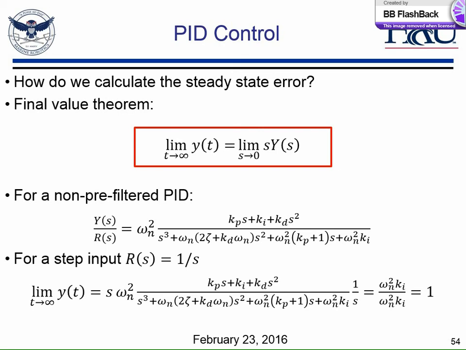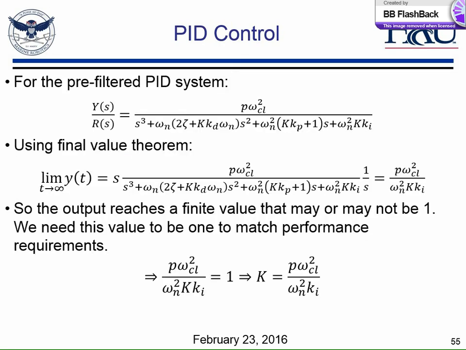So let's take a look at the pre-filtered system. We use the final value theorem again. We see that the numerator is canceled out now, and we just have that straight gain. We set up the final value theorem, limit of s times Y(s), with a step input of 1 over s. The s cancels out with the s, this cancels out, this cancels out, this cancels out. So we have P omega CL squared over omega n squared K times Ki.